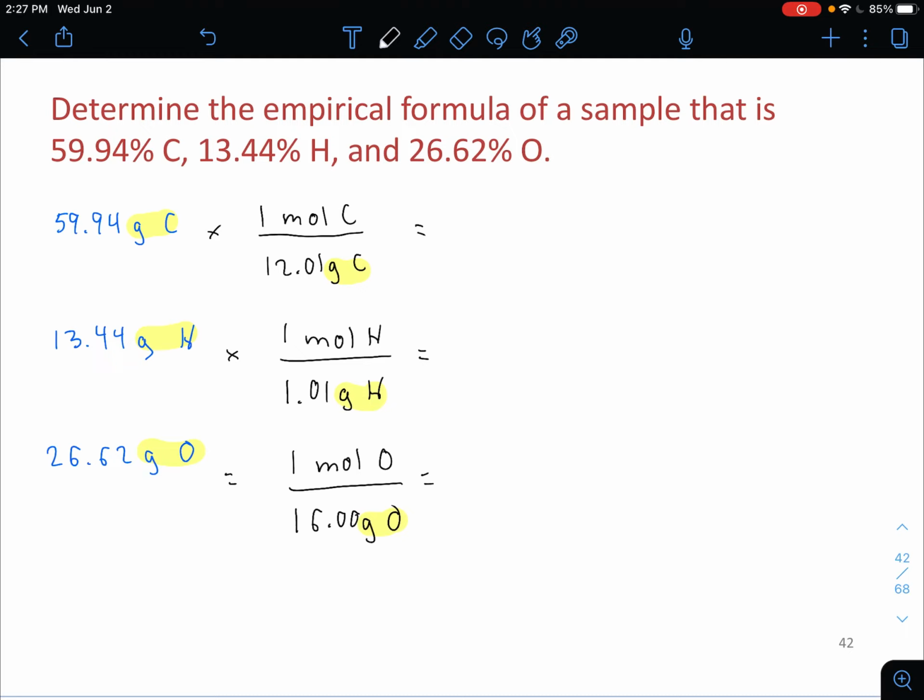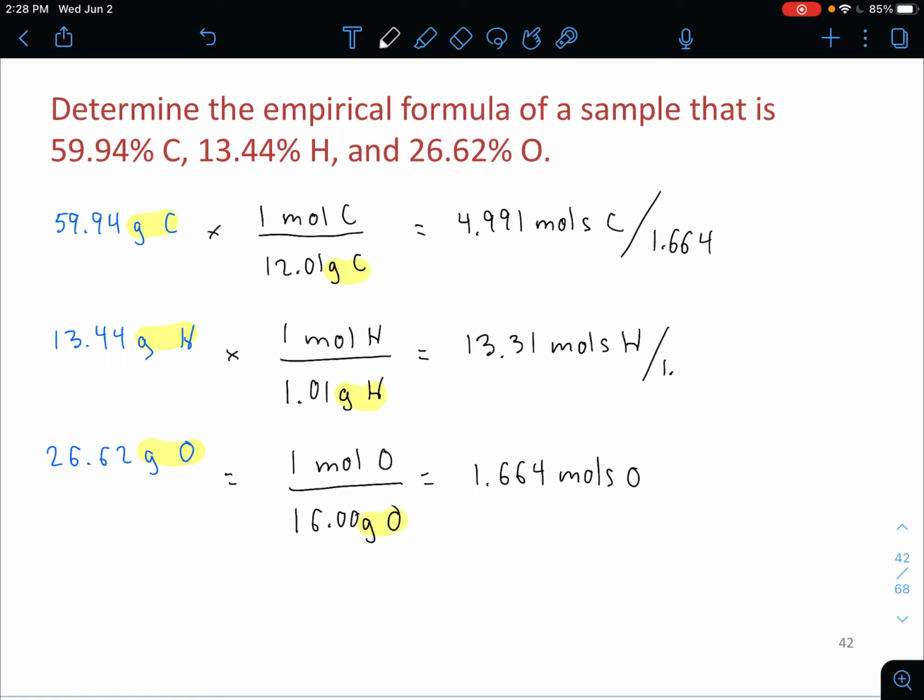So 4.991 moles of carbon, 13.31 moles of hydrogen, and then 1.664 moles of oxygen. So now I can divide the carbon and hydrogen amounts by 1.664. Same for the oxygen, but that's just going to give me 1. Let's see what we get.